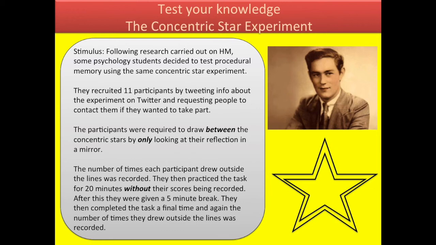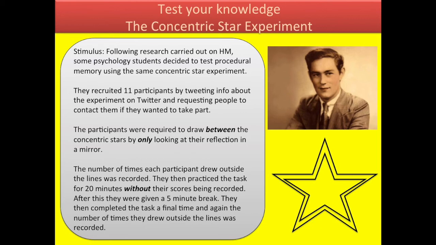other. And Henry Molaison was asked to draw between the lines of the star, but only using his reflection in a mirror. So he couldn't see his hand drawing between the lines, he could only look at his hand in a mirror. And that's actually a really tricky thing to do. You can try it yourself and see. So the first time he did it, he was really bad at it and he went outside the lines loads.